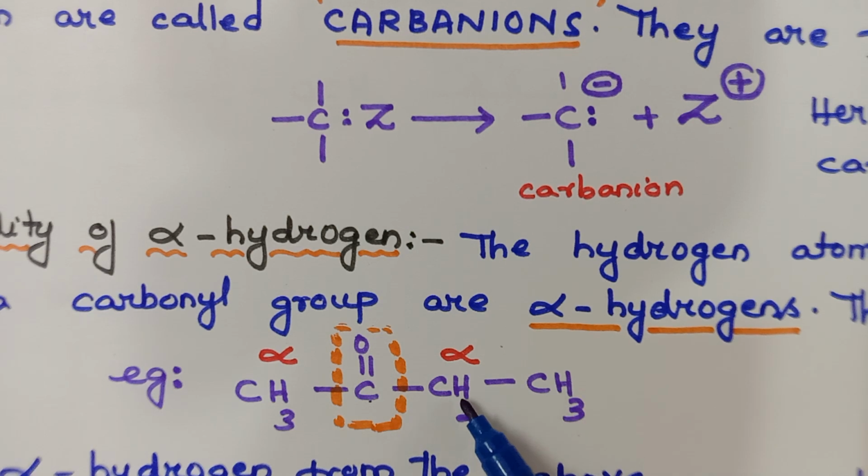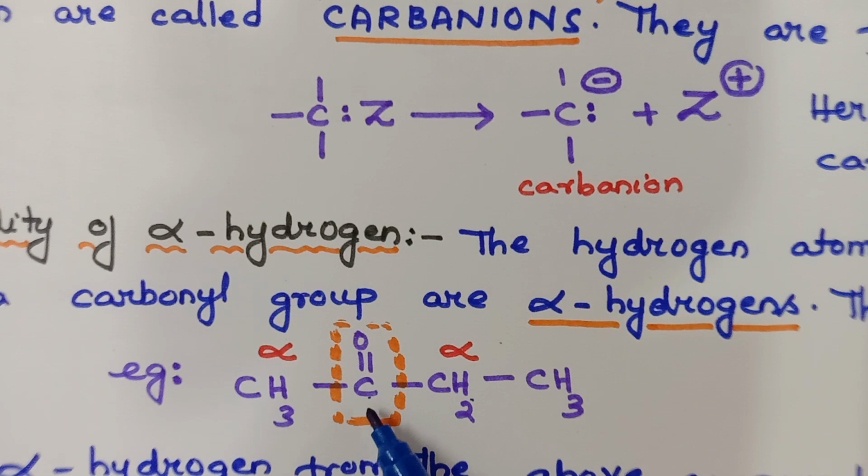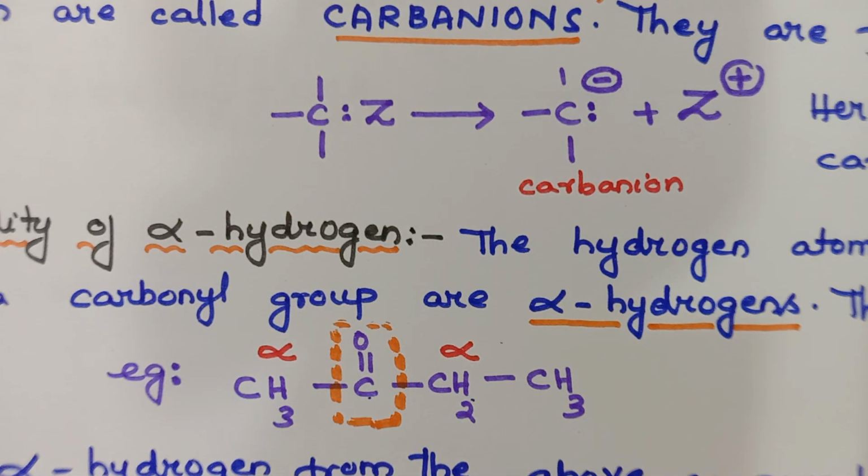Now how many hydrogens are here? 2 hydrogens. How many hydrogens are here? 3. These hydrogen atoms, we call them alpha hydrogens. Now how do you define alpha hydrogens? The hydrogen atoms which are present on the carbon atom adjacent to the carbonyl group, immediately next to the carbonyl group, such hydrogens we call alpha hydrogens, and their nature is acidic.